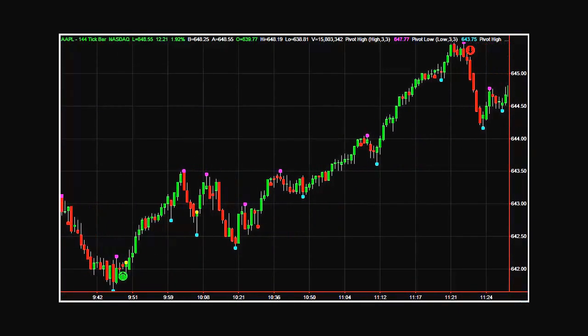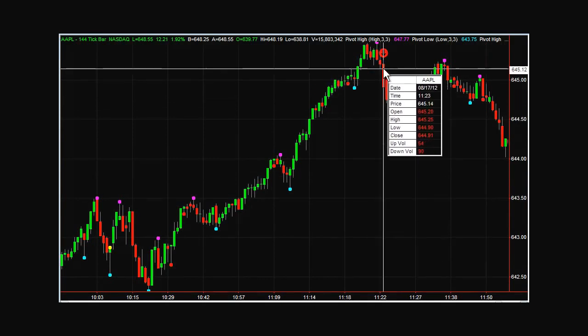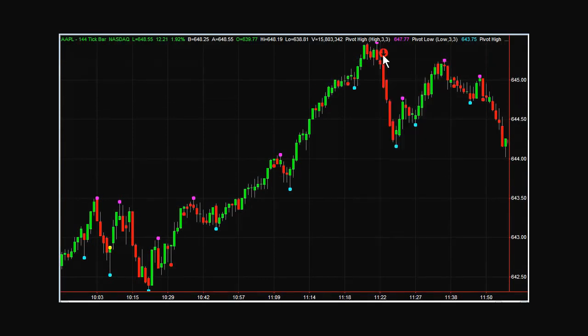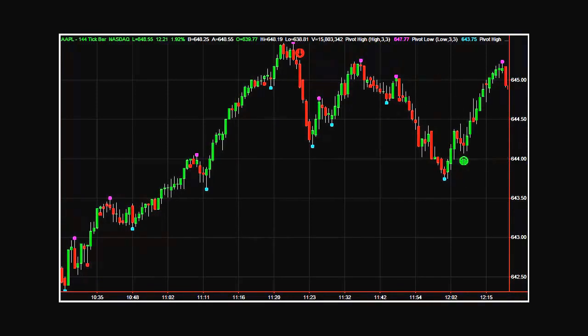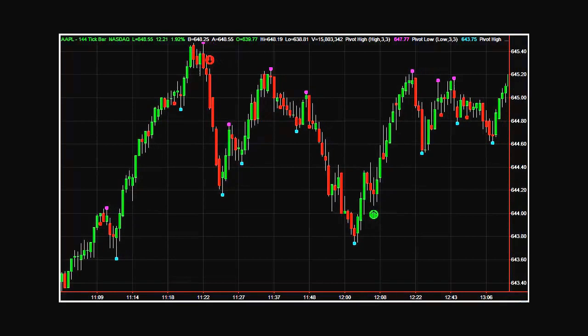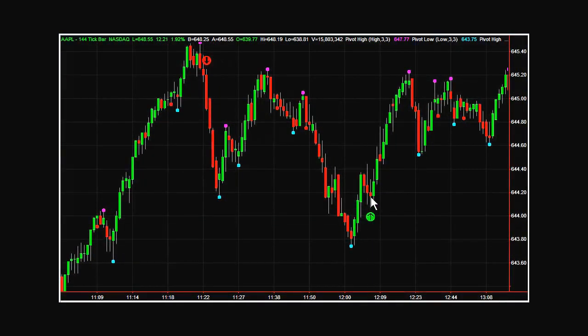Really took off. Cycle high trade here. This came at 11:23 Central. Really hard move down. Apple's not easy to short either when it's in these uptrends. A nice cycle low trade here at 12:07 Central, right here. Nailed it.